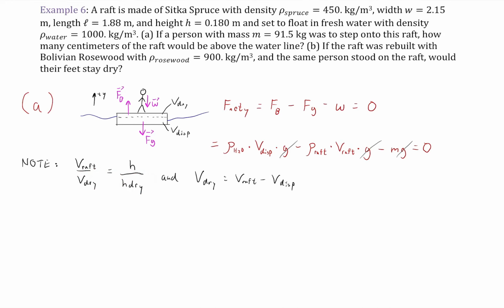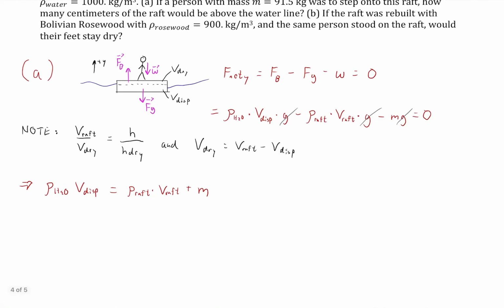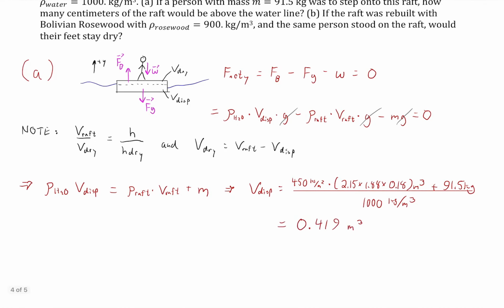And then the volume dry is just the volume of the raft minus the volume displaced. So then we're going to go back to our sum of forces, and we'll use this in a minute. Here I've simplified things a bit. I've canceled out g as shown up above. Then we solve for the volume displaced. And so here's the actual volume of water displaced by the raft, 0.419 cubic meters.